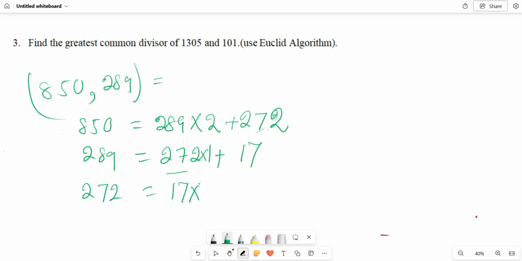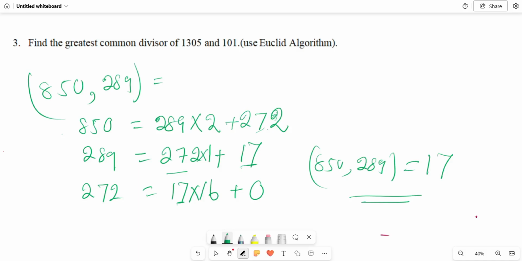How many 17s are there? It is like 1 and 16, right? If we multiply 17 by 16, it comes directly to 272. So this becomes 0. So what is the last remainder here? 17, and it is the last divisor. So the last divisor is 17. So our greatest common divisor of 850 and 289 is 17. Okay, this is the answer. I think you got the point of finding the greatest common divisor by using the Euclidean algorithm.